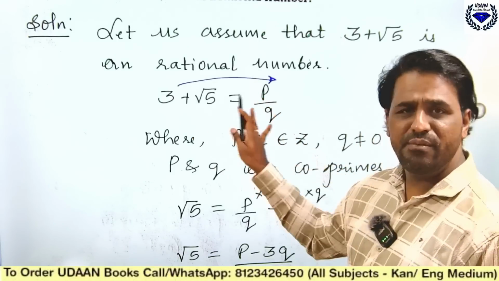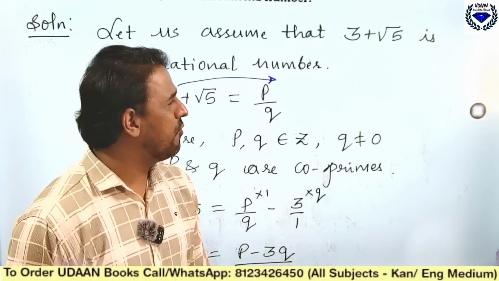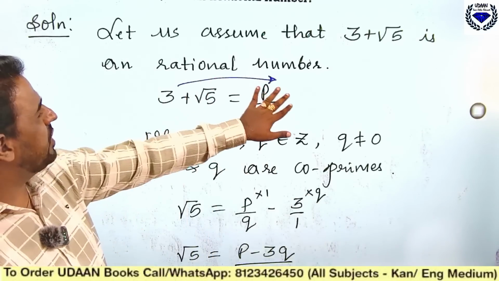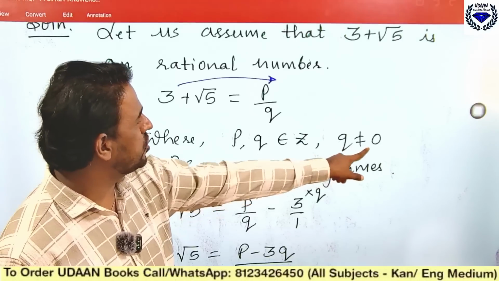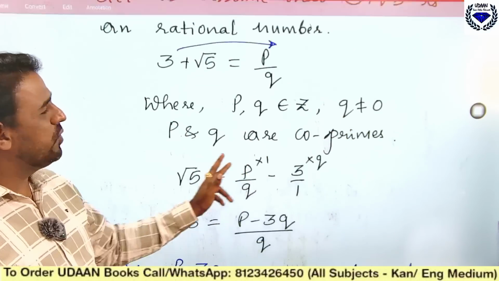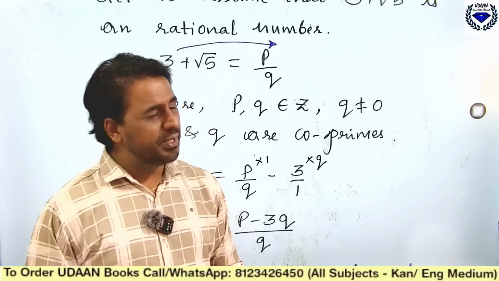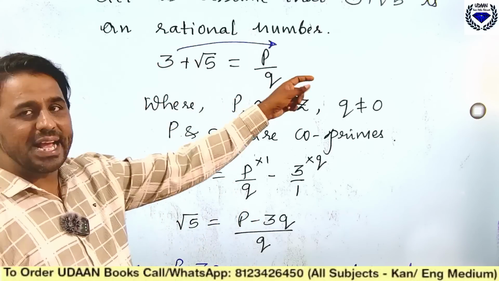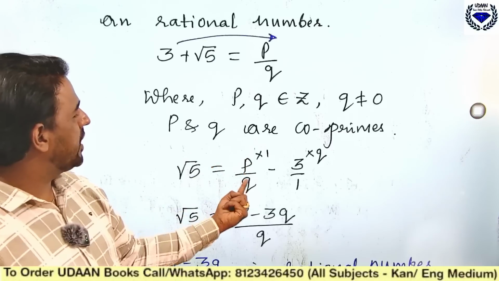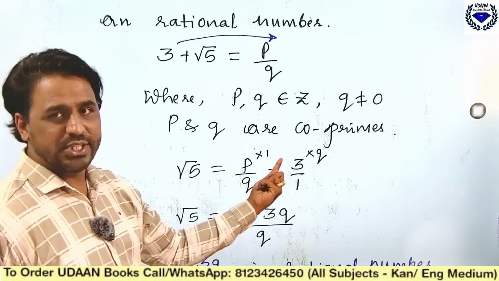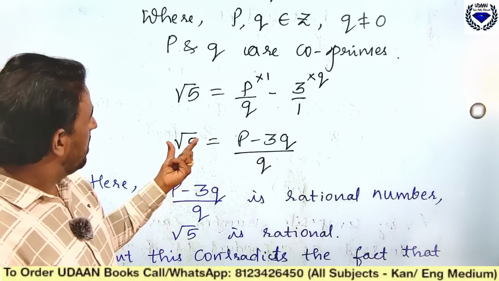If it is a rational number, can I write it in the form of p by q? Definitely I can write it in the form of p by q. Then transfer this 3 here. Where p, q belong to integers, q should not be equal to 0, and p and q are co-primes, that means they don't have a common factor between them. Then you take rational numbers on one side, root on one side. So p by q is equal to 3 plus root 5. 3 will transfer here, q will transfer here. Root 5 equals p minus 3 q by q.